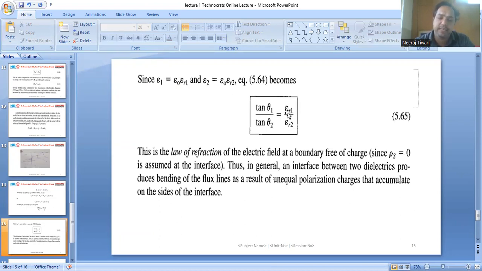Where has this come from? As we know, epsilon 1 equals epsilon naught into epsilon r1, so epsilon naught will cancel out, leaving epsilon r1 and epsilon r2. So easily we can see tan theta 1 upon tan theta 2 equals epsilon r1 upon epsilon r2. Clearly, this is the law of refraction of the electric field intensity at the boundary in the charge-free region where rho s equals 0.